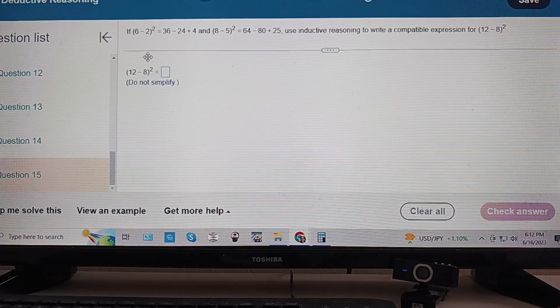Okay, so this one looks a little complicated. We have 6 minus 2 squared equals 36 minus 24 plus 4, and 8 minus 5 squared. Okay, so use inductive reasoning to do this one. There are only 2 things in the parentheses. And it's actually a very common misconception when people get a problem like this in math: they think they can just take the square exponent and do it to both parts.